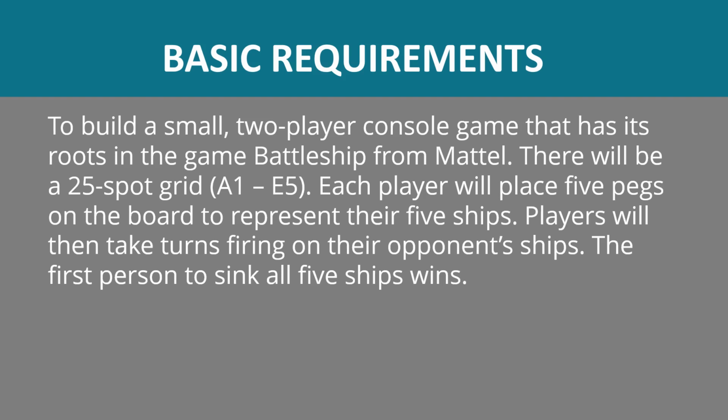Now, each player will place 5 pegs on the board to represent their 5 ships. So we're not going to have 2 long and 3 long and 5 long like Battleship does. We're just going to have a 1 peg that represents a full ship. So if you put your peg in A1, that's the entirety of where your ship is. So it's not going to be you've got half the ship sunk. It's either sunk or not. So the players will take turns firing on their opponent's ships. And the first person to sink all 5 ships wins.